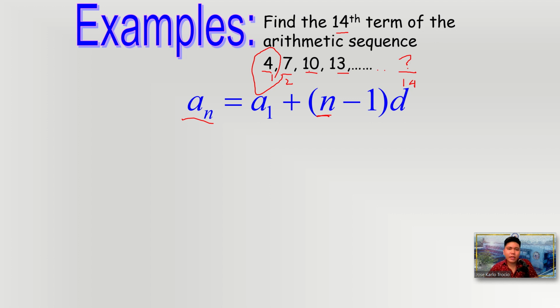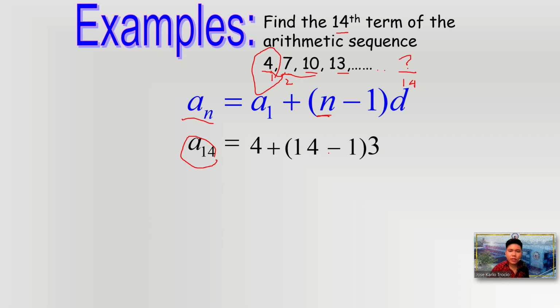7 minus 4, 3. 10 minus 7, that is 3. So the common difference is 3. Very simple. a sub 14. Did we get it right? We are looking for the 14th term here. 4 is the first term, 14 is the number of terms, and the difference is 3. How did we get 3? 7 minus 4, 3. 10 minus 7, 3.